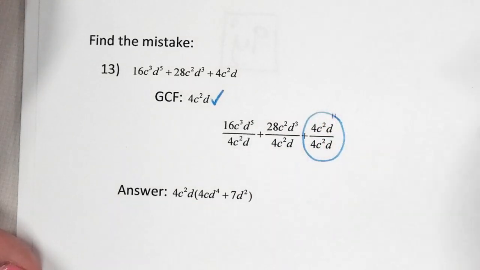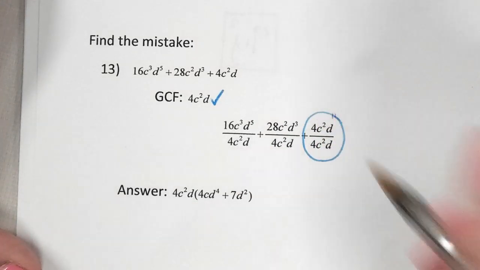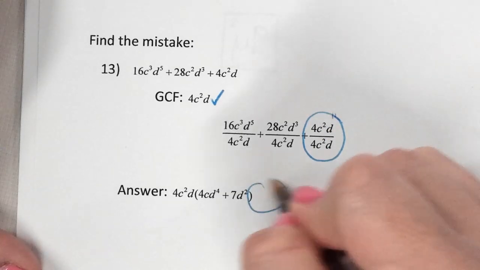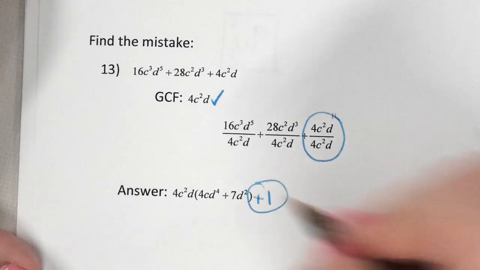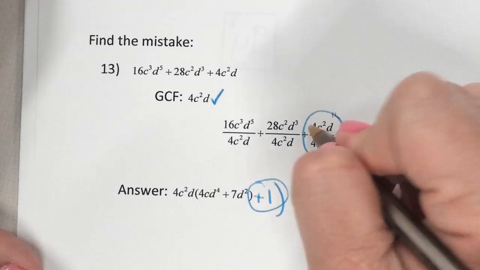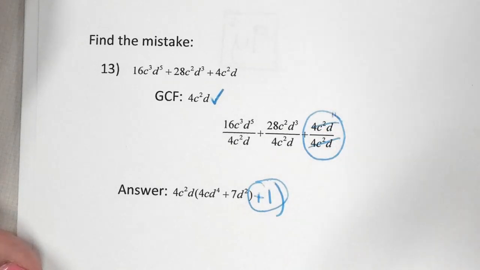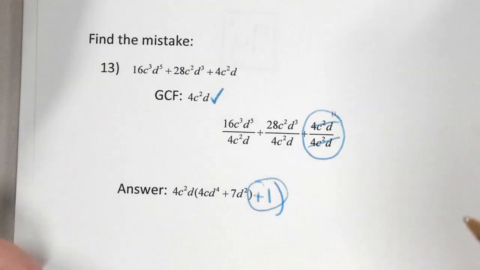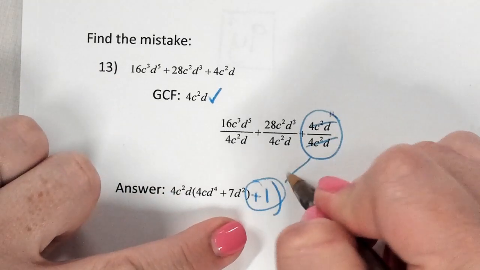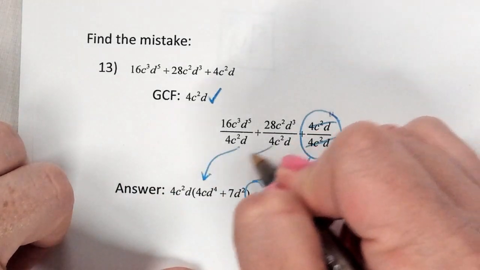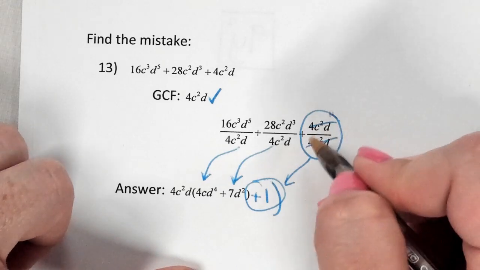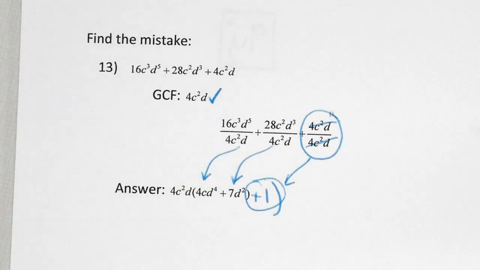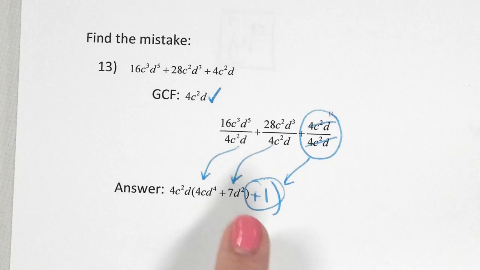What do we notice here? What should that equal? 1. Did they do the plus 1? No. So that is the mistake. It should have had a plus 1. Remember, when everything cancels, it's 1, it doesn't disappear. It's not necessarily canceling, it's dividing by itself. Right here to here. So this did equal that, this did equal that, but when the top and the bottom match, that equals 1, not 0. So they canceled it when it should have been 1.